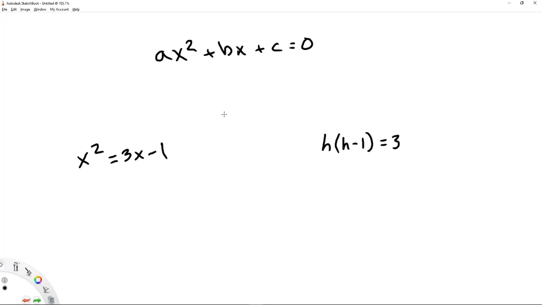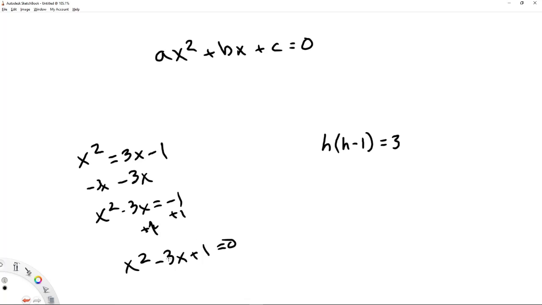As said before, the standard form of a quadratic equation is ax squared plus bx plus c is equal to 0. However, not all quadratic equations look like that. For example, we have x squared is equal to 3x minus 1. This right here looks nothing like this. However, if you just subtract 3x and add 1 on each side, like this, then the new equation will look like x squared minus 3x plus 1 is equal to 0, which now matches this right here.